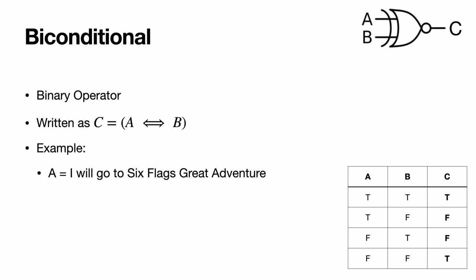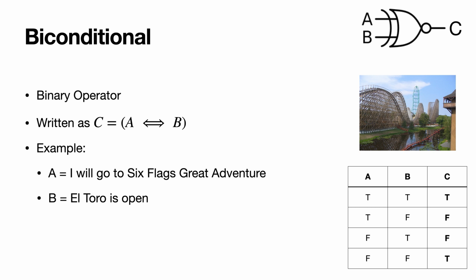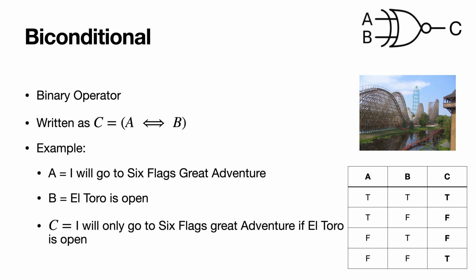Let A be the proposition that I will go to Six Flags Great Adventure, and B be the proposition that El Toro is open. Saying C equals A if and only if B is like saying I will only go to Six Flags Great Adventure if El Toro is open, and El Toro will only be open if I go to Six Flags Great Adventure.